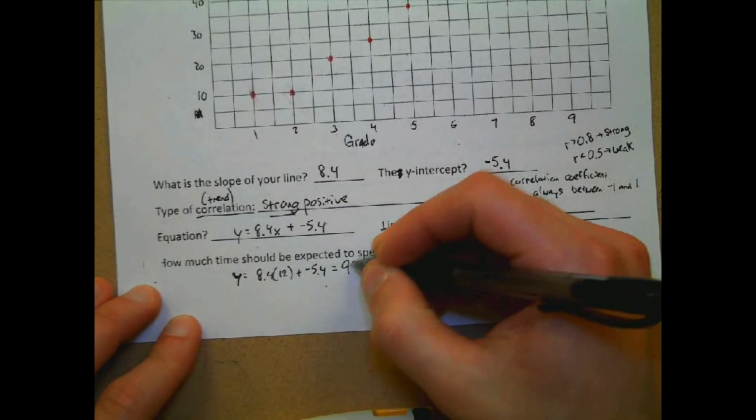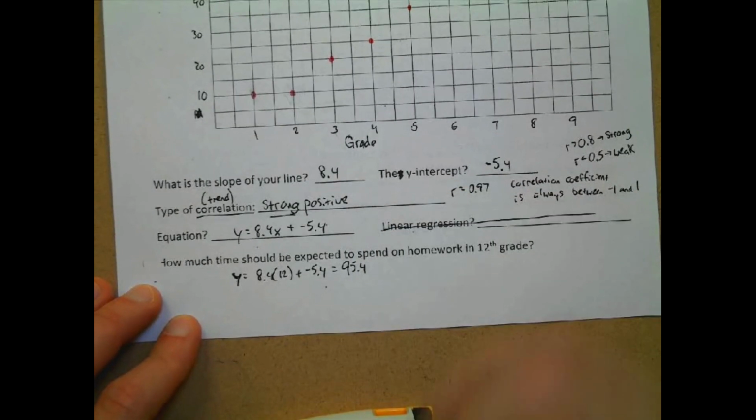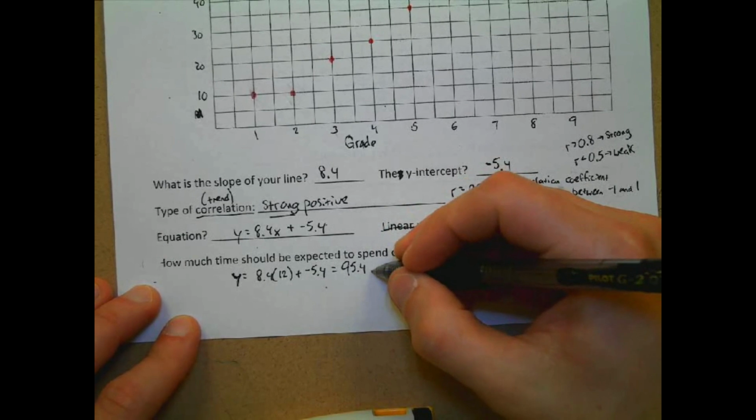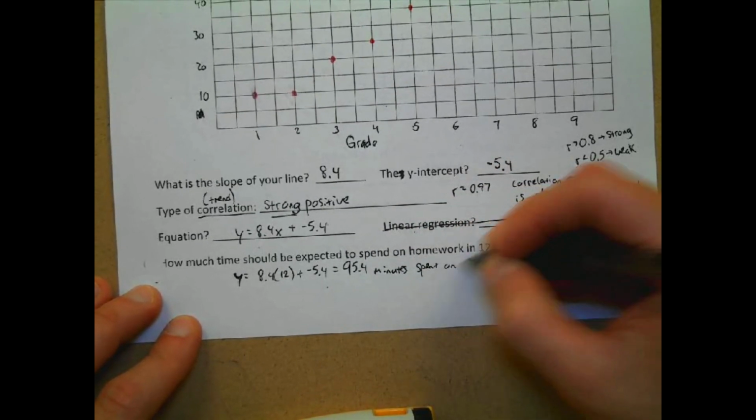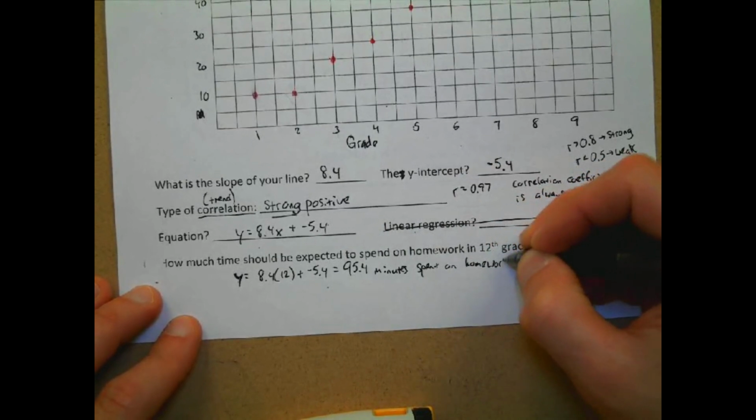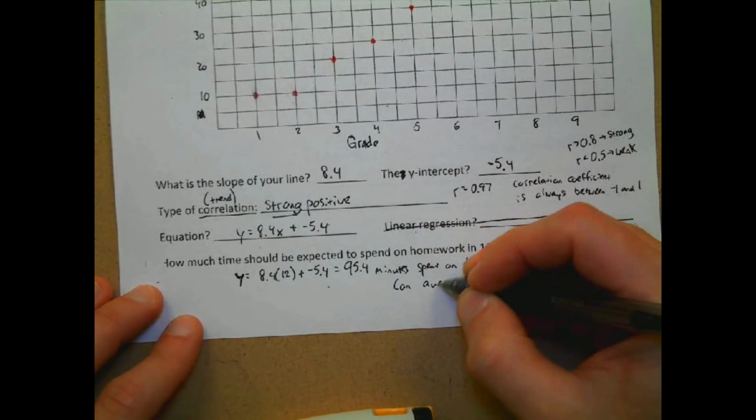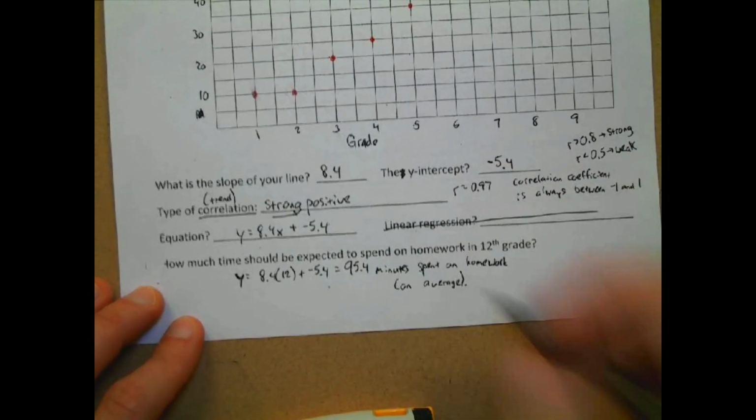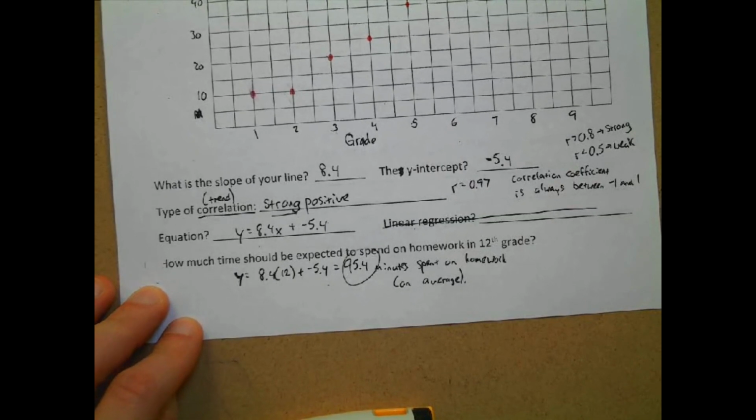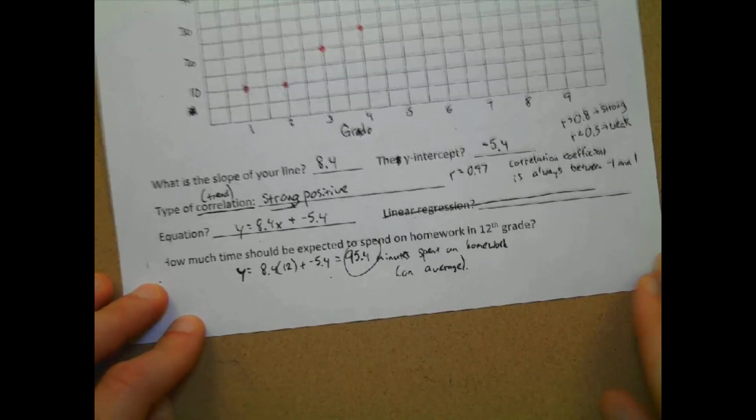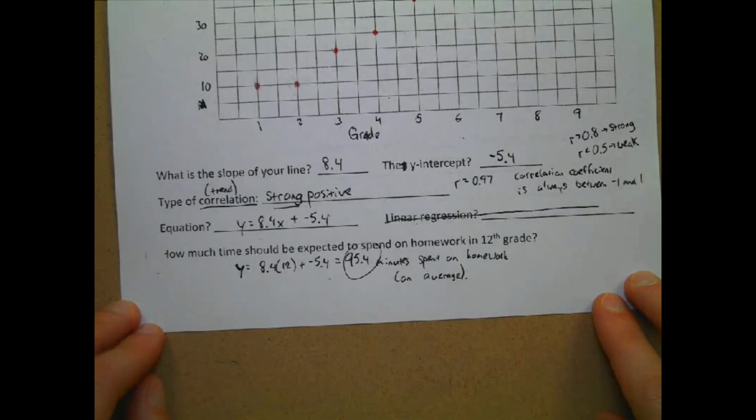And that is a number of what? What's the units here, folks? Homework? Yeah, minutes on homework. Minutes spent on homework, on average. Wow, 95.4 minutes. You know how much that is in hours? It's over an hour and a half on average for your homework in 12th grade. I know some 12th graders that is not the case for, but I know some 12th graders that could be the case for, too. Okay, it really depends.